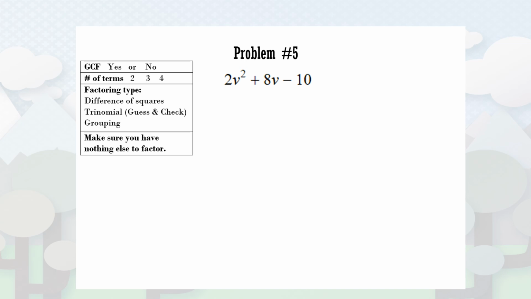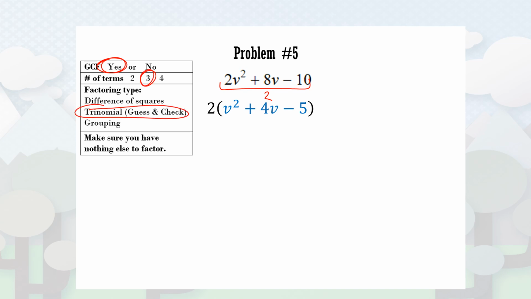All right, so first things first, again, GCF, yes. I can tell we have to factor out a GCF of 2. So if we take out that GCF of 2, we're left with v squared plus 4v minus 5. So again, that is then 3 terms, which is guessing and checking.